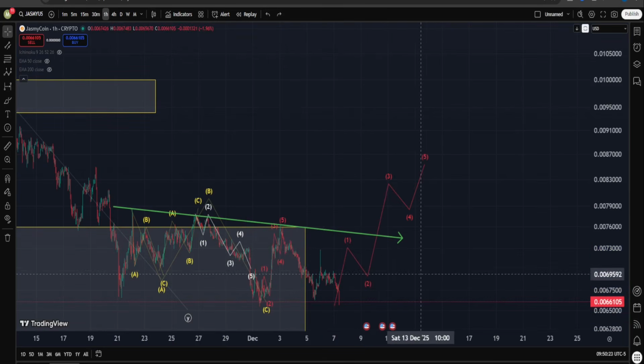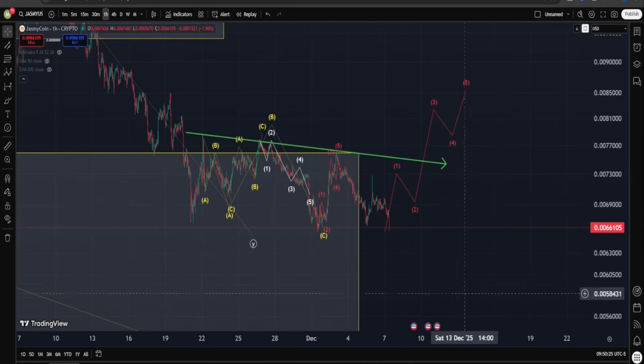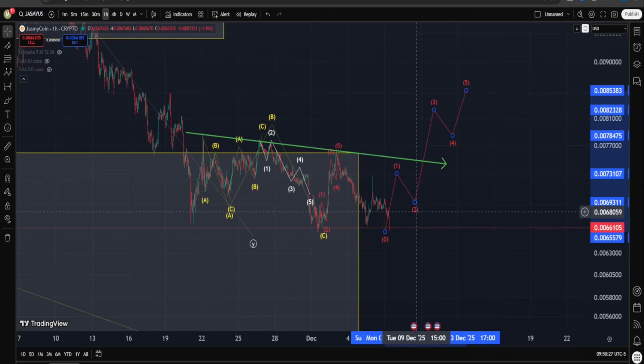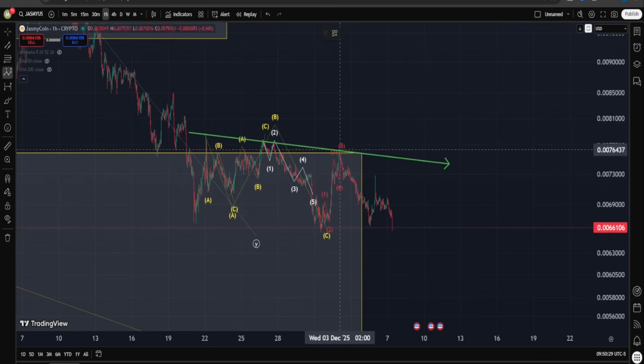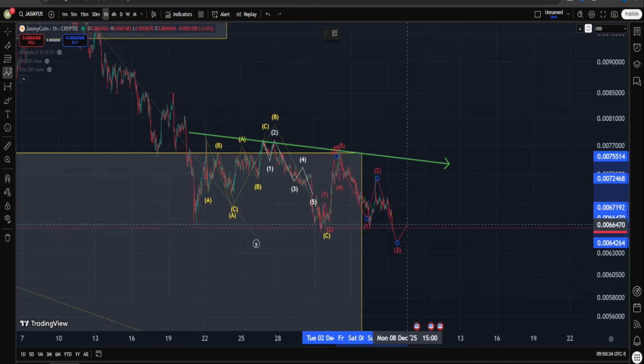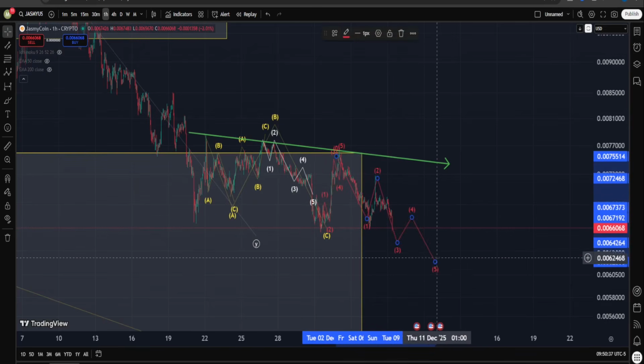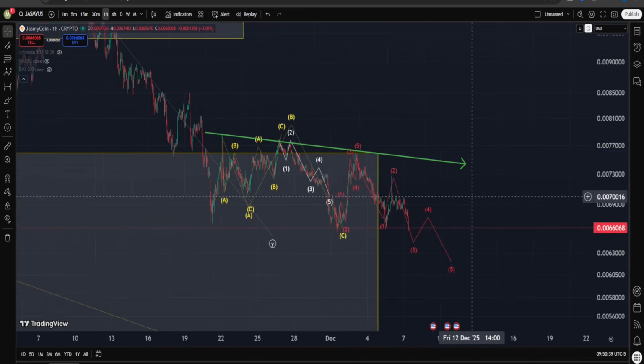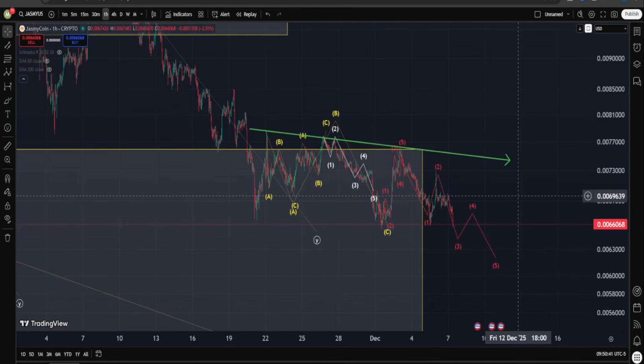and on a higher degree, we may have, let's just delete this one, probably here actually, 5 down into 1, correction for 2, another move down into wave 3, correction for 4, and yet another move on the downside into our wave 5. Now, here's a very important point.